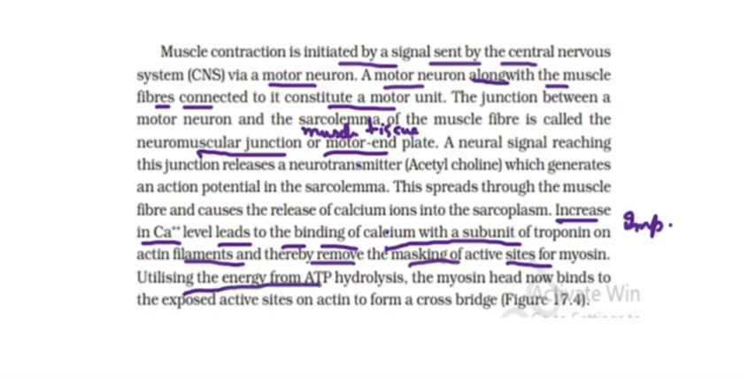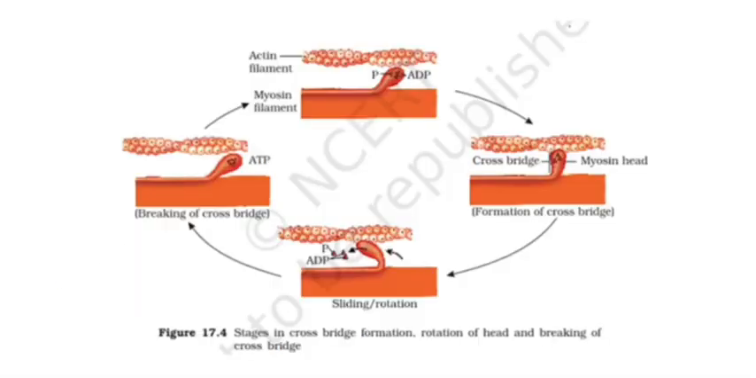Utilizing the energy from the ATP hydrolysis, the myosin head now binds to exposed active sites on actin to form a cross bridge. So when the masking is removed, the myosin is going to bind to the actin to form a cross bridge here. Okay, just underline this point.